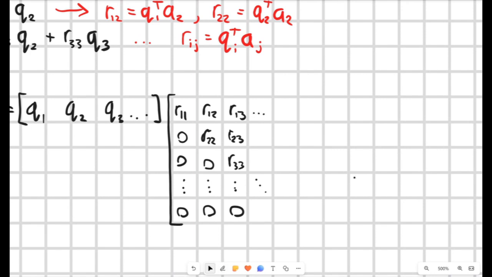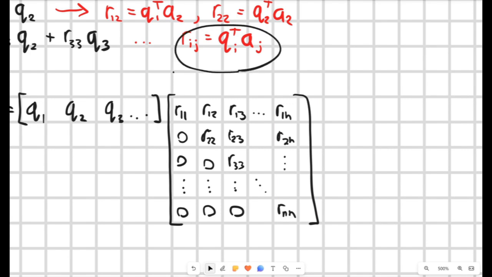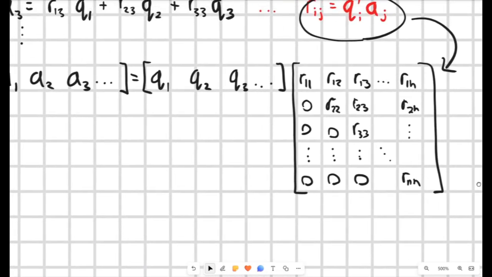Generally speaking, in the end, what we end up with is an n by n matrix where the final column is given by R1n, R2n, all the way down to Rnn, where, as we know from up here, each of these elements of R is given by Rij equal to Qi transposed Aj.